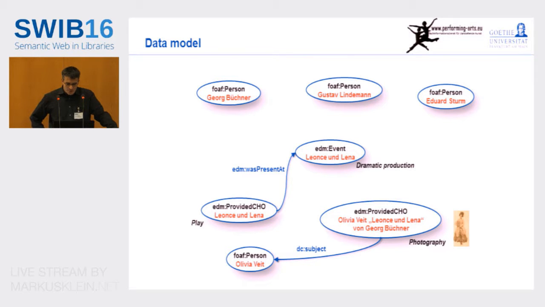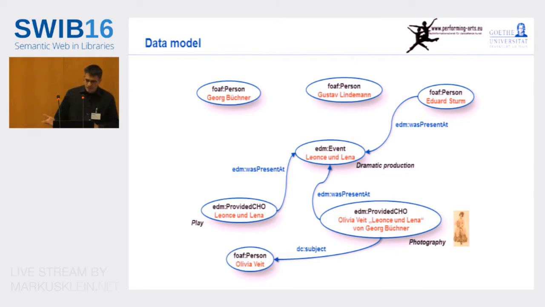So we would like to model it with events where the object was present, has something to do with the event, and of course the play has something to do with the event. And then we can connect the resources of the persons with this event.